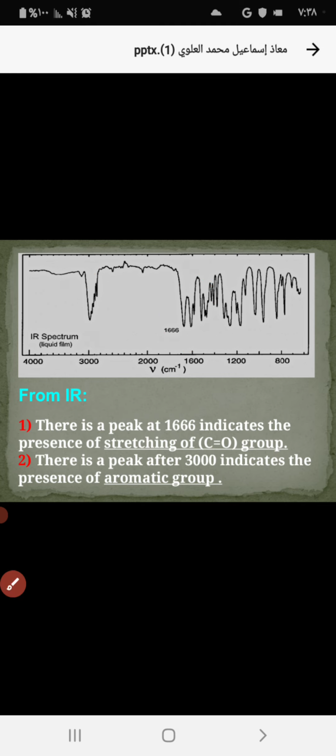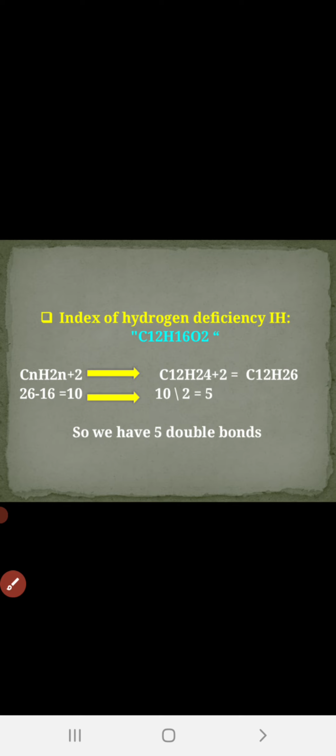Now let's calculate the hydrogen deficiency. How do we calculate the index of hydrogen deficiency? By using the formula C12H16O2, and the general formula CnH2n+2, by applying the rule and using the numbers, we find that we have 5 double bonds. That indicates another thing in our calculation.